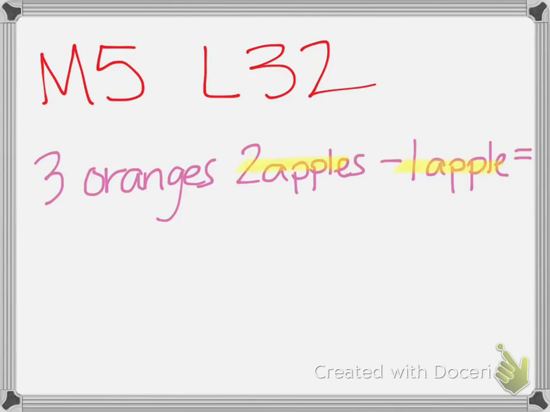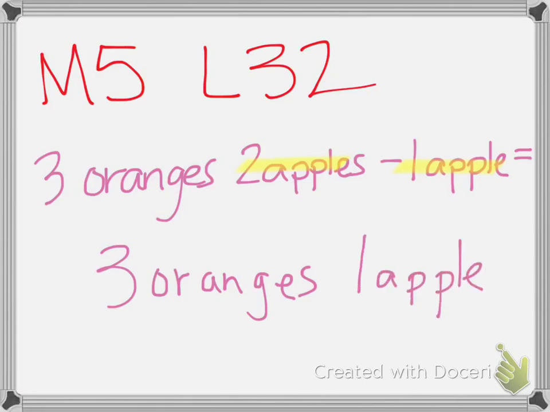So we have to look at the thing that has the same units. I have 3 oranges. Am I taking any oranges away over here? No, I'm not taking any oranges away. So my oranges are going to stay the same. So I'm going to have 3 oranges. But I have 2 apples and I am taking 1 apple away, which is going to leave me with 1 apple. Okay, seems simple, but this is just like fractions.